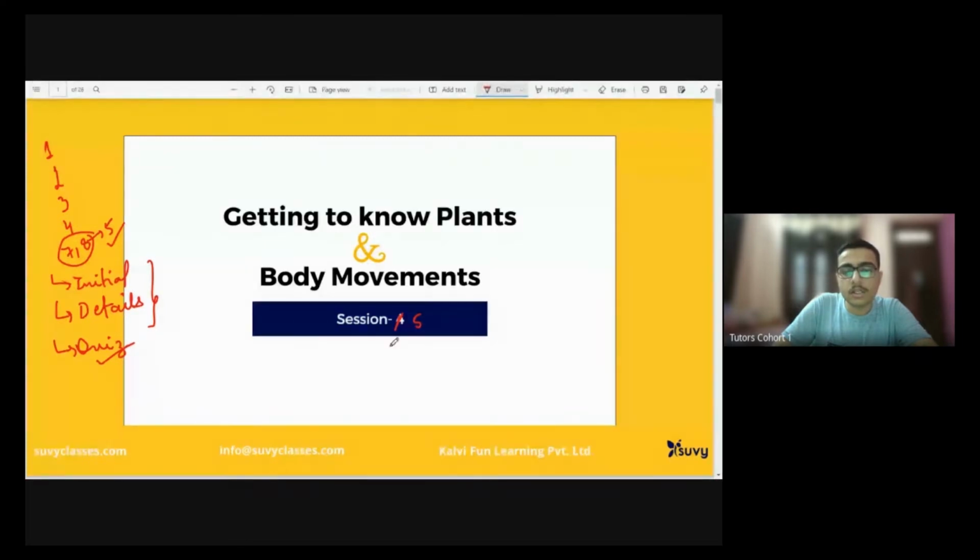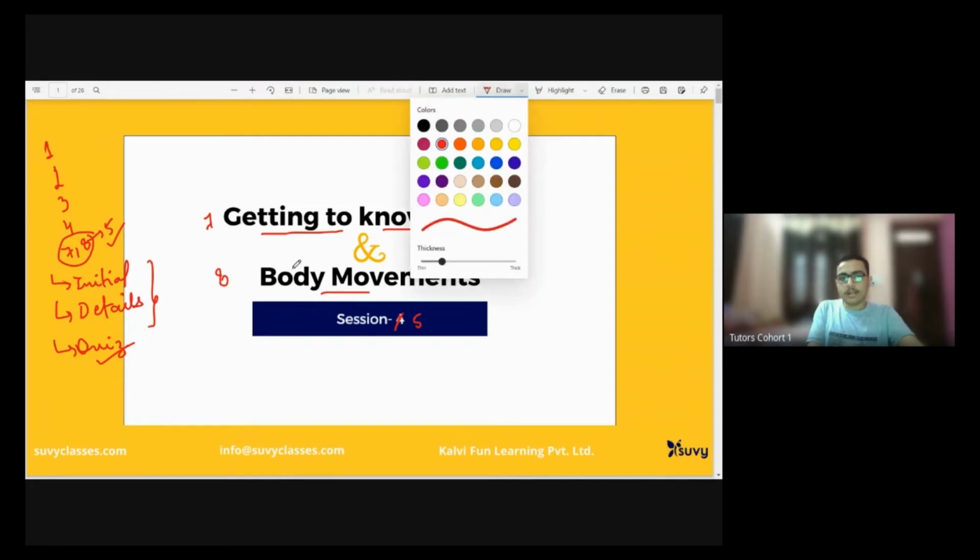As I said, we'll be doing units 7 and 8 today. Unit 7, according to the NCERT syllabus of class 6 science, is Getting to Know Plants, and the 8th unit is Body Movements.